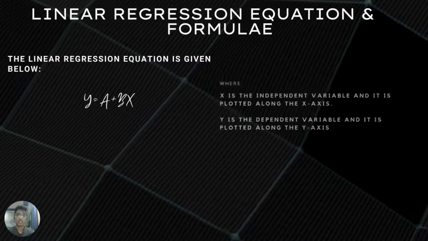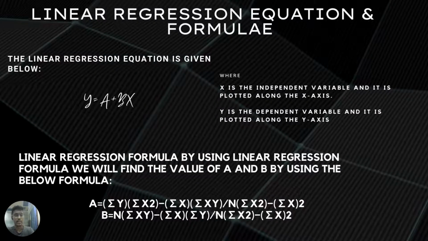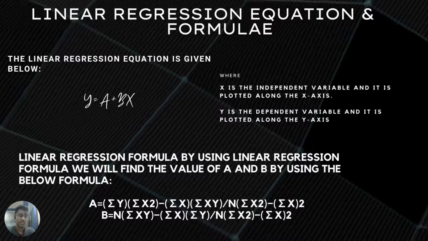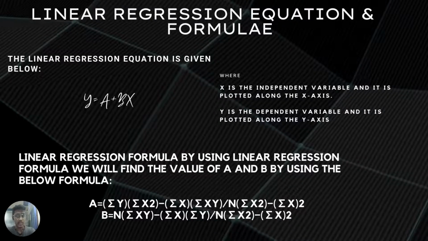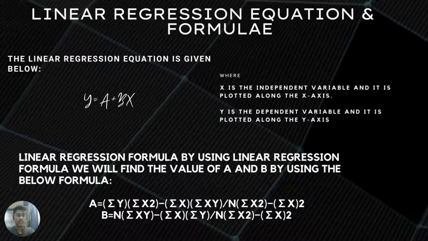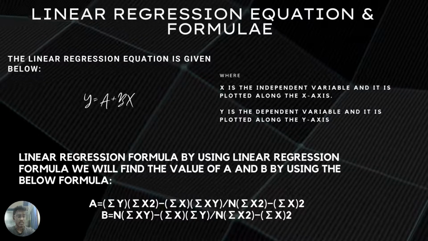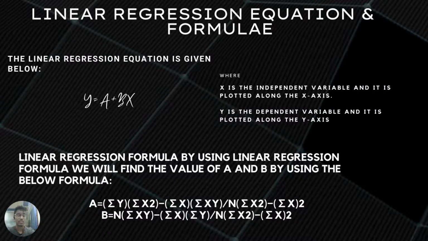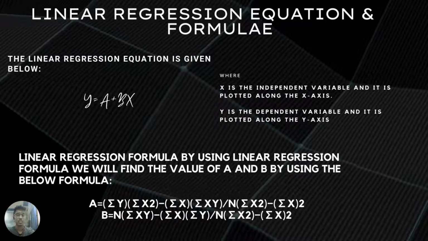And the next one, the linear regression equation and formula. You might have heard about the equation of the slope, which is y equals mx plus c, and this is y equals a plus bx, where the x right here is the independent variable and it is plotted along the x-axis, and the y right here is the dependent variable and it is plotted against the y-axis. Linear regression formula: by using the linear regression formula we will find the values of a and b using the below formula. And as I said before, linear regression in machine learning is mainly used in real life. So let's go on with the next one.